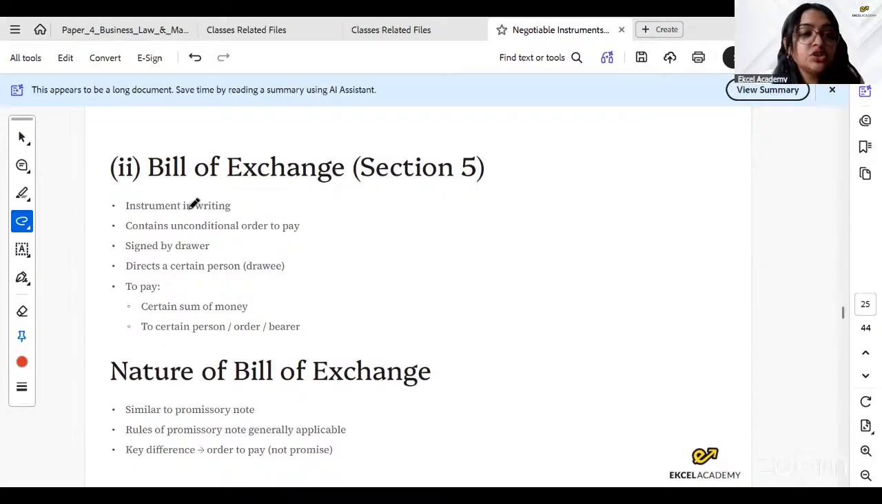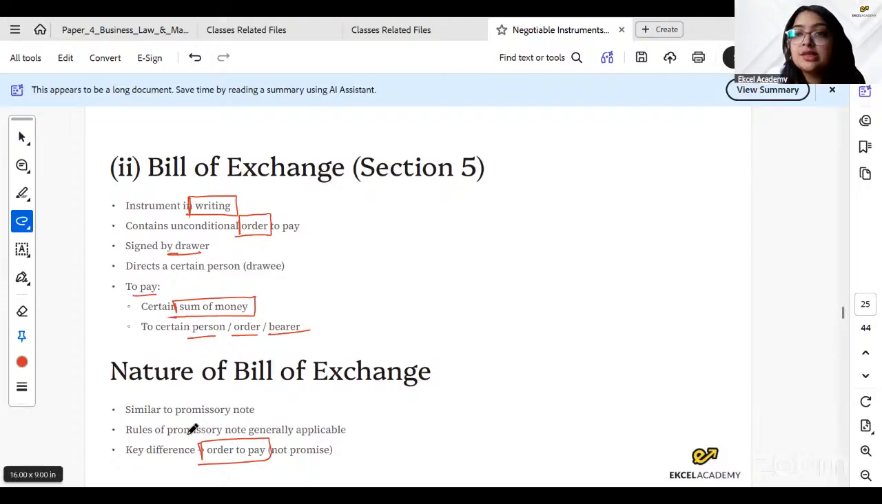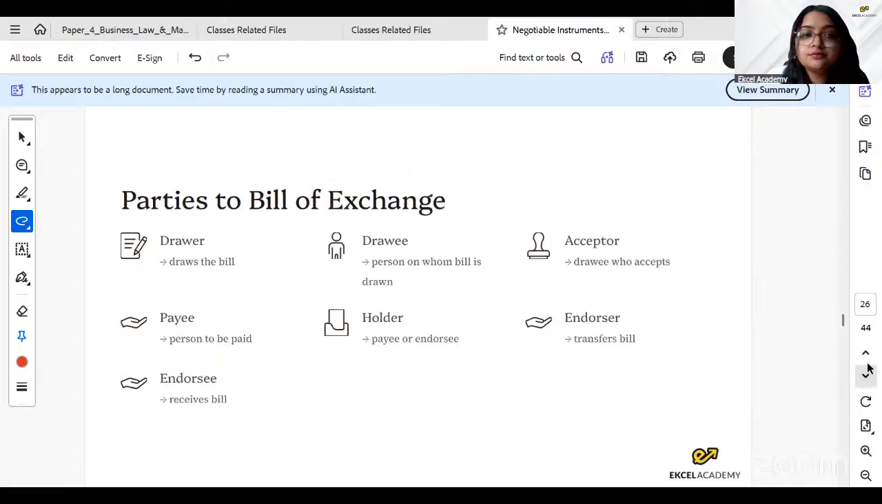Okay, so bill of exchange again is an instrument in writing containing an unconditional what? Unconditional order, which is signed by the drawer, and it directs a certain person to pay. You are ordering someone to pay a certain sum of money to a person, order, or a bearer. Okay, what is the nature? It is similar. Your rules are generally applicable, but the key difference is this is an order to pay and not a promise, right? You are not promising to pay someone, you are ordering someone to pay the money. All right. Next, who is the party to the bill of exchange?